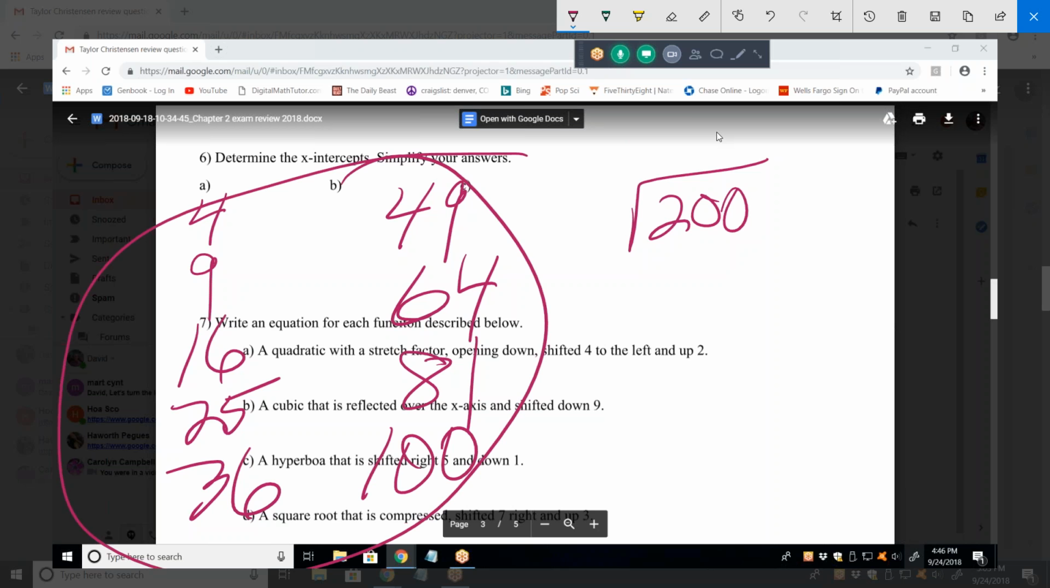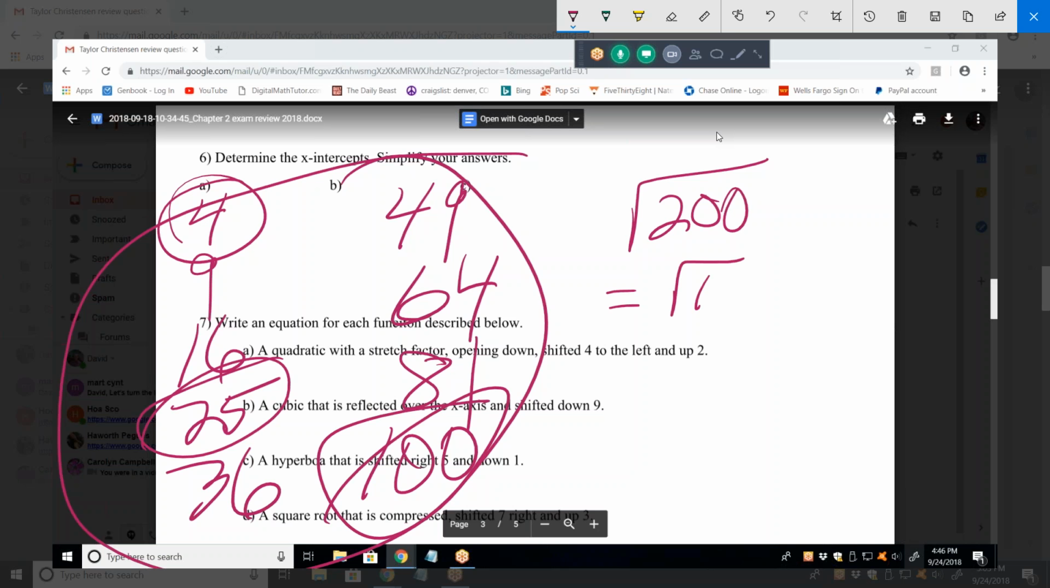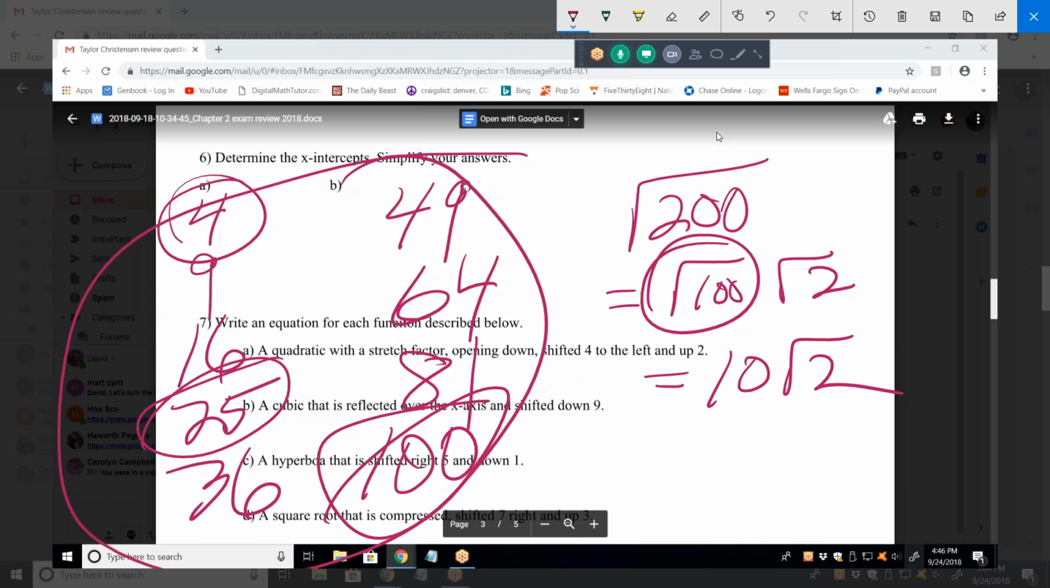In other words, a 4 is a factor of 200. 25 is a factor of 200. But the biggest factor of 200 is 100. So this turns into square root of 100 times square root of 2, and that becomes a 10. So that's the easiest way to do the problem. So that's always the secret to simplifying radicals.